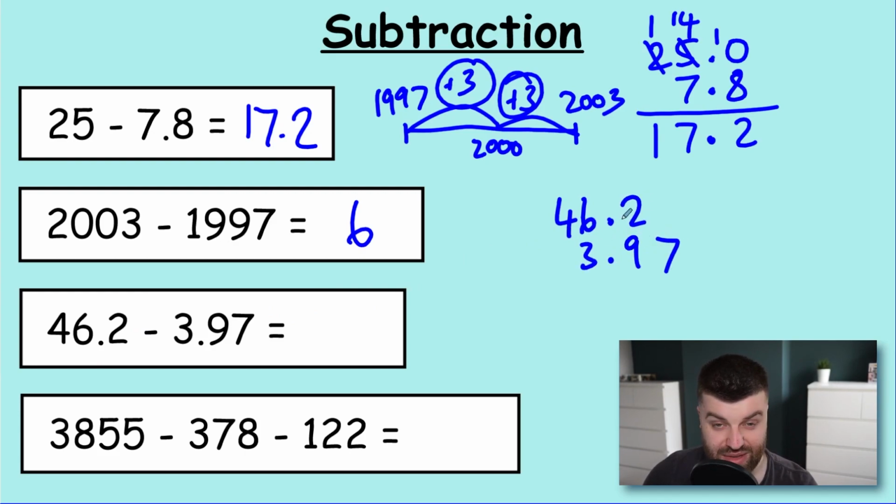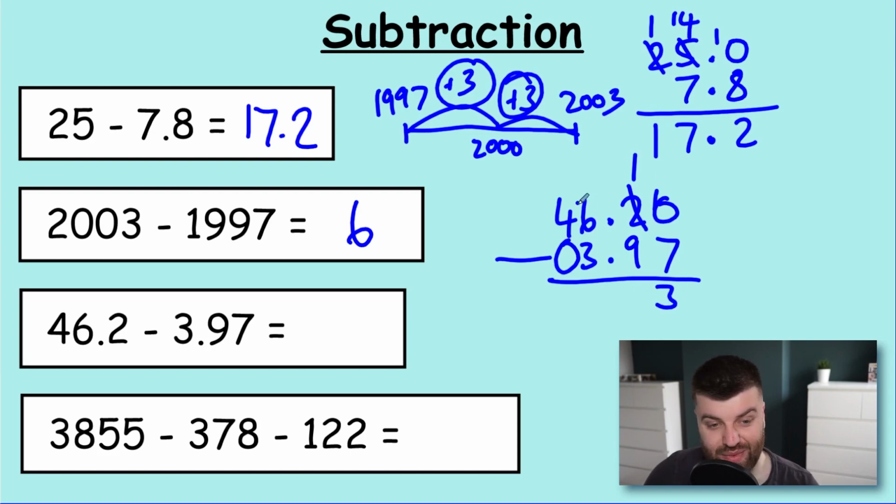46.2, subtract 3.97. I've matched up the decimals. I'm going to put some placeholders in. Why not? Now I'm going to subtract them. 0 take 7 we can't do. So it's 10 take 7 is 3. 1 take away 9 we cannot do. Do some exchanging. 11 take away 9 is 2. Put the decimal in. 5 take away 3 is 2. 4 on its own is just 4. So here we have 42.23.